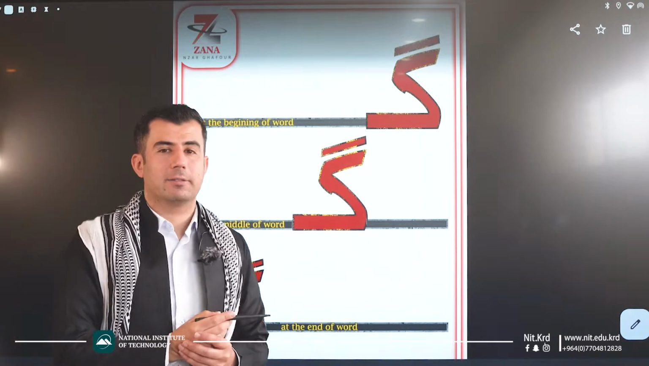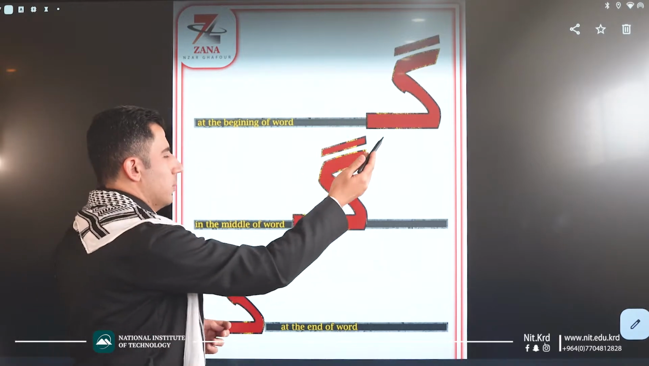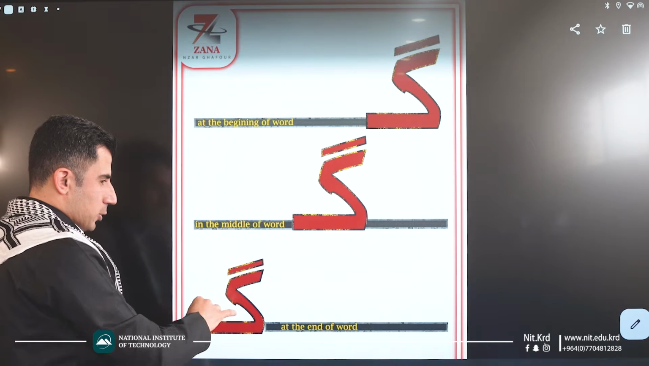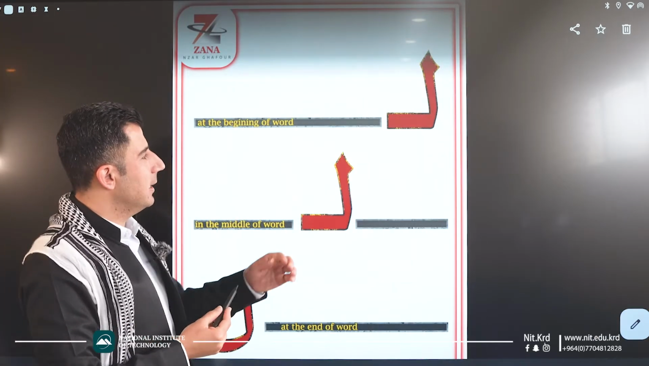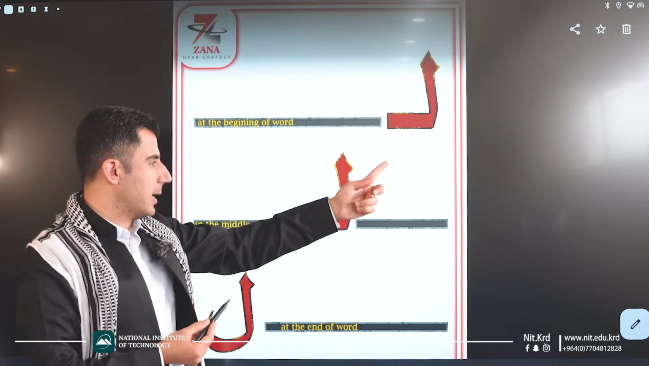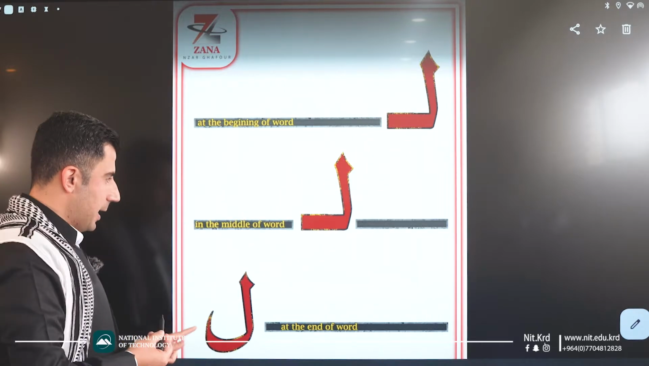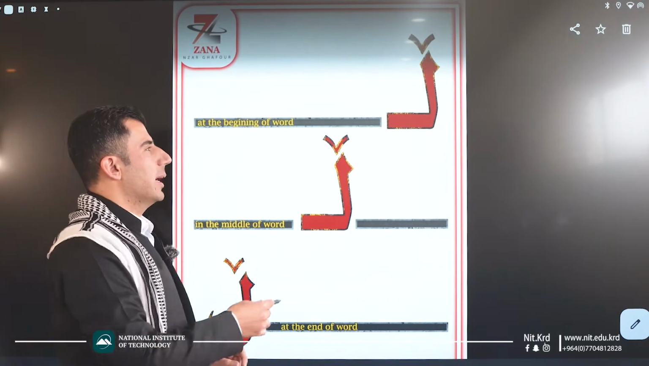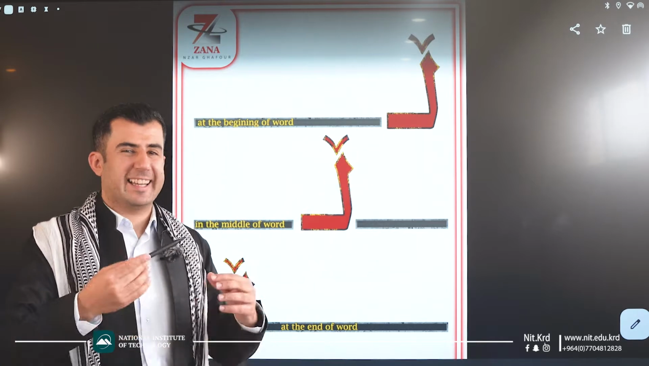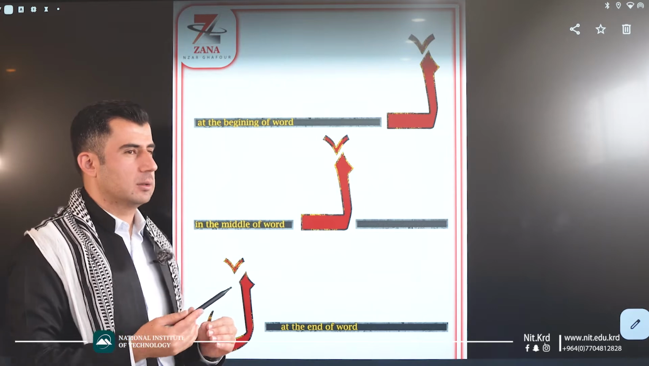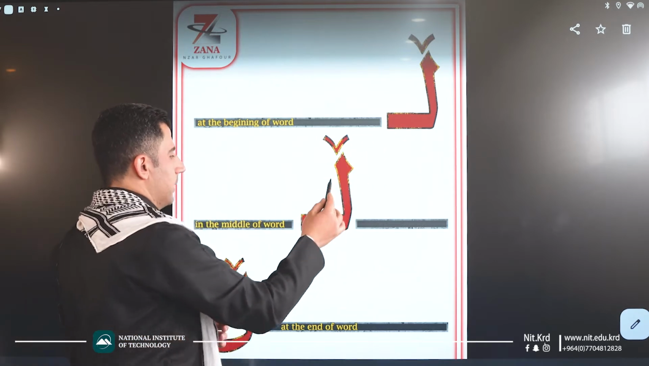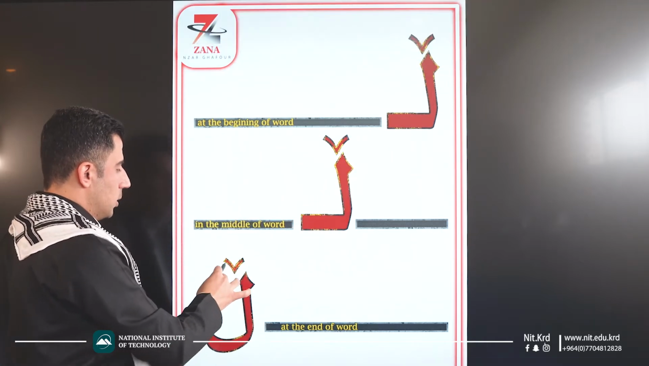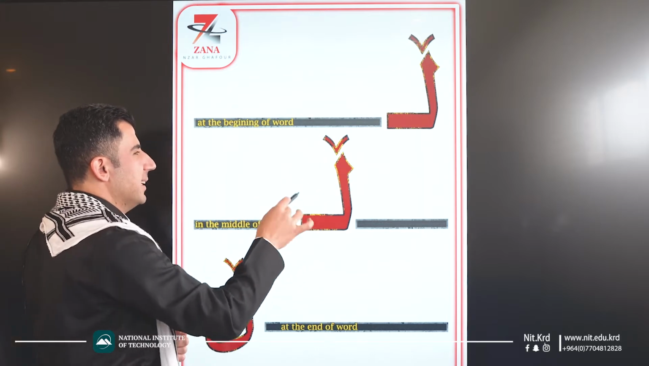After K, we have G. We have it in English, it's easy. G, in the middle G, and at the end we have to close it. After G, we have L. It's like this. In the middle, at the end, again, we have to close it. After L, we have another L, the hard L. At the beginning, in the middle, at the end of the word, we have to put this mark above L, and it becomes the hard L.